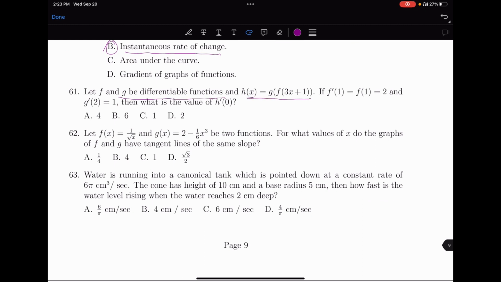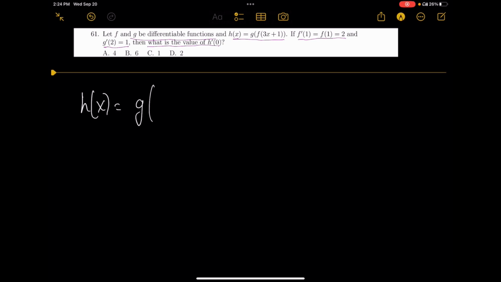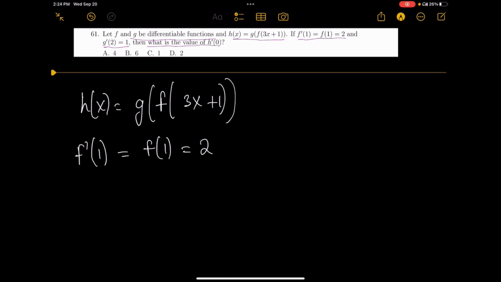61st: let f and g be differentiable functions, and h of x be equal to g of f of 3x plus 1. If f derivative at 1 is equal to f of 1 is equal to 2, and g derivative of 2 is equal to 1, then what is the value of h derivative of 0? f and g are differentiable functions, meaning their derivatives exist.